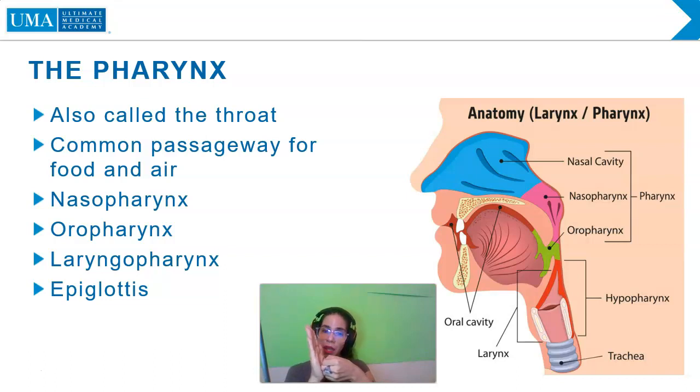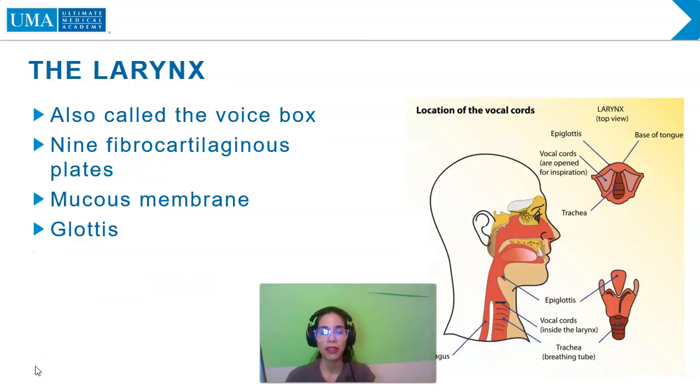So again, this is the epiglottis, which is just a flappy piece of tissue, and it covers the opening of the trachea when we take in food or when we are drinking. The larynx. The larynx is also known as the voice box, and the wall is composed of 9 fibrocartilaginous plates. The largest of these plates is what is known as the Adam's apple. In males during puberty, the plates also grow, making the Adam's apple more prominent.